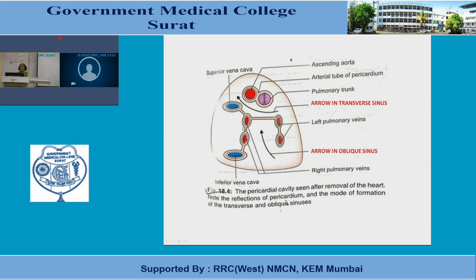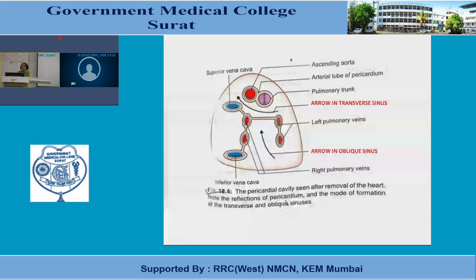On the right side, the red color indicates the pulmonary veins, which are the exceptional veins in the body that convey purified blood from the lungs to the heart and drain into the left atrium. So the pulmonary veins are four: two superior and two inferior, right and left. Now we can see the superior vena cava and inferior vena cava.